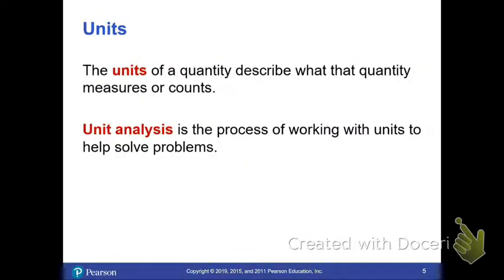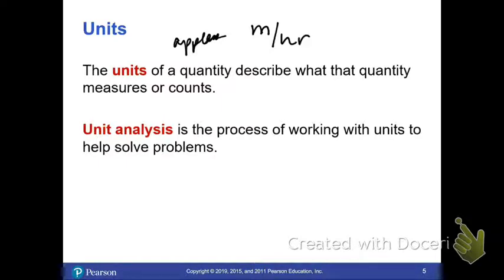So in this section, we're going to think about what's going to help us to solve these problems, or to think about the units. The units are the quantity describing what the quantity measures or counts. So we want to know, what are we talking about here? If we're adding apples together, 3 apples to 4 apples, then the unit is apples. If we're talking about how fast a car is traveling, it might be, say, miles per hour. And if we're talking about oranges, the unit would be oranges.